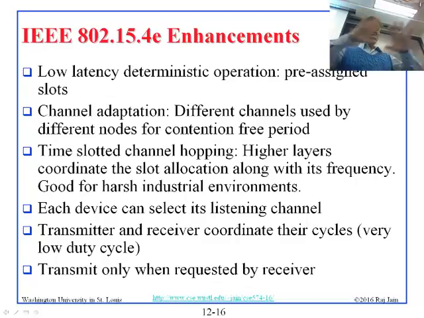Each device can select its listening channel. Now, if you are going to hop all around and people are going to use different channels, then the question is, which one should I be listening to? Here they said the listener decides the channel. So I am only listening to channel 5, let's say, and if you want to talk to me, then you transmit on channel 5. Basically each device selects its listening channel. The transmitter and receiver coordinate their cycles so that you talk on the listening channel, and transmit only when requested by the receiver. And of course, because the receiver is listening, two people cannot talk at the same time to the receiver. So you ask, just like RTS, request to send, and then you get, okay, you're clear to send. That's the kind of operation which happens in 15.4E.